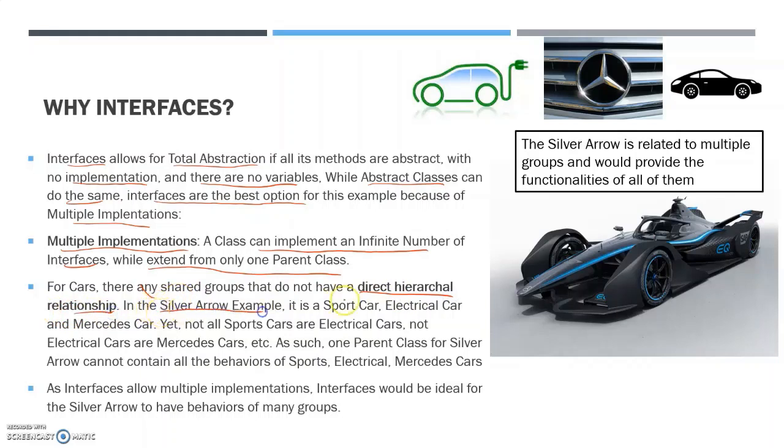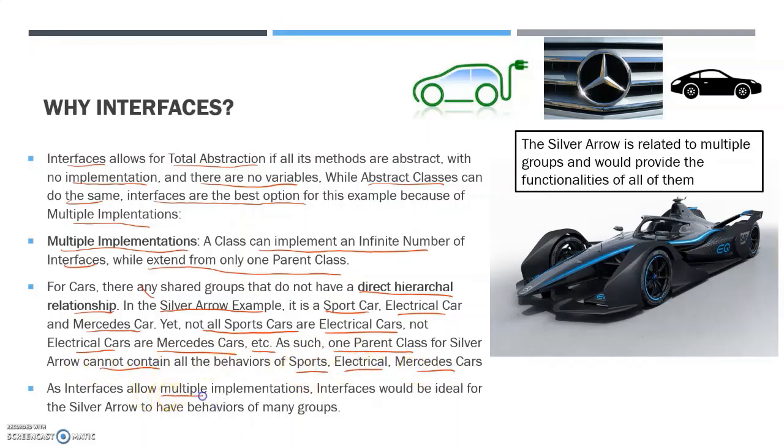In the Silver Arrow example, it is a sports car, an electrical car, and a Mercedes car. Yet, not all sports cars are electrical cars. Not all electrical cars are Mercedes cars, etc. As such, one parent class for Silver Arrow cannot contain all the behaviors of sports, electrical, and Mercedes cars.